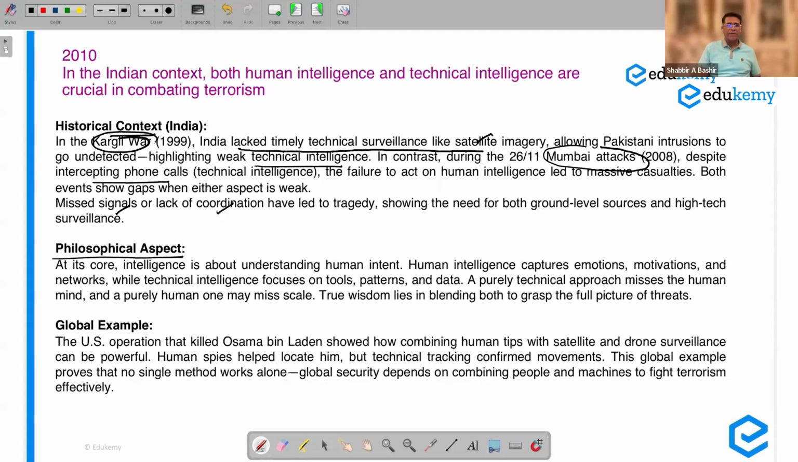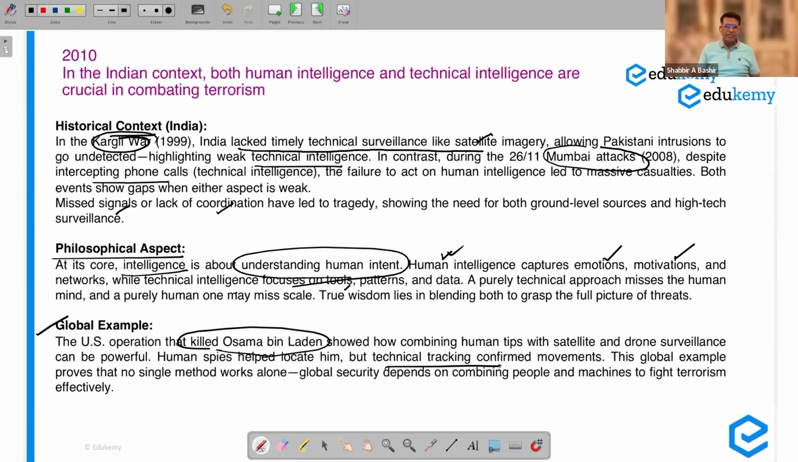A philosophical aspect: intelligence is about understanding human intent. So human intelligence must work along with technical intelligence. We must capture emotions, motivations. Technical intelligence can capture patterns and tools, and together they can help us solve terrorism. A global example: how Osama bin Laden was ultimately neutralized. They used drone surveillance, satellite surveillance, plus they also used informers, spies, and together they tracked him down and took him out.